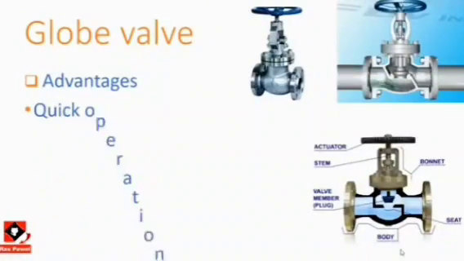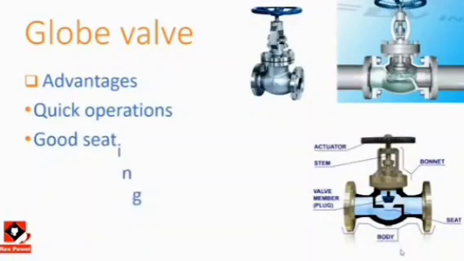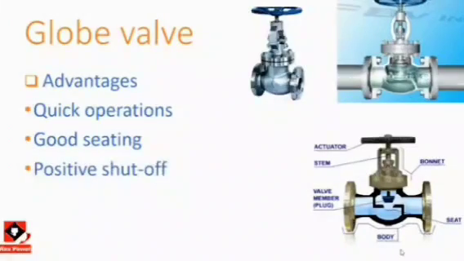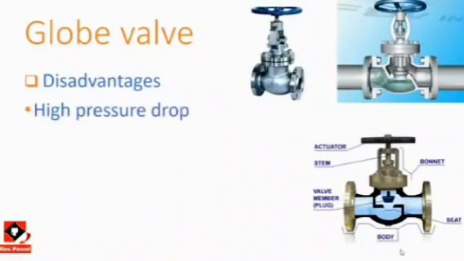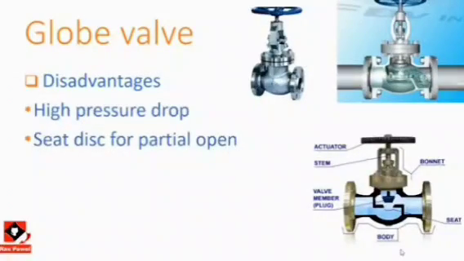Advantages. This valve can operate quickly due to its short stem, and this is the most reliable form of seating, which provides preferred shut-off. Disadvantages. Globe valve has a higher pressure drop than gate valve and the seat and disc wear in partially open conditions.